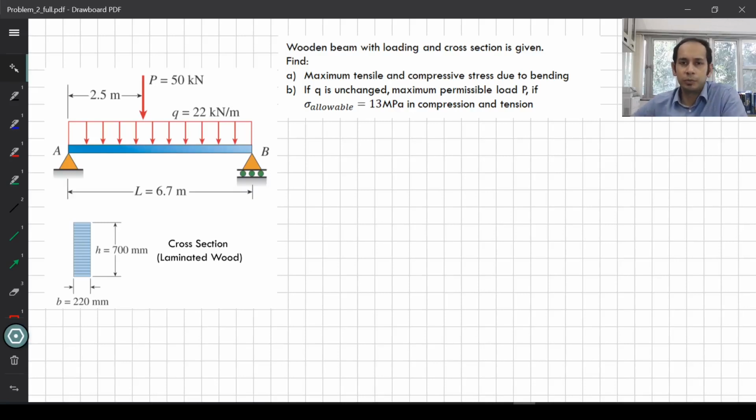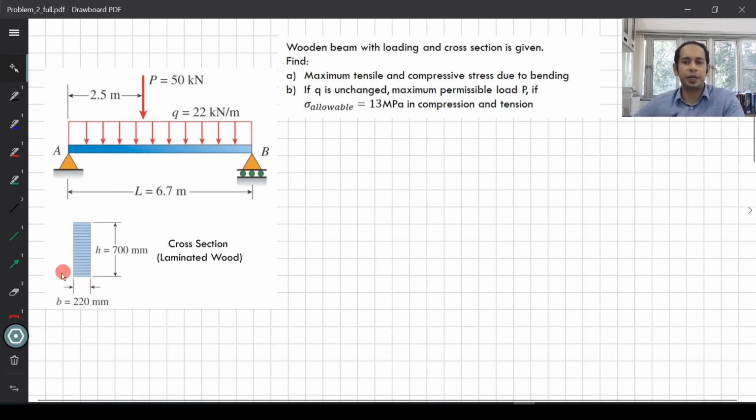The next problem which we are going to look at consists of a wooden beam which is simply supported, and the loading is a variety of loading, as you can see. So this is simply supported between the points A and B, and it has a uniformly distributed load of 22 kilonewton per meter, and P equals 50 kilonewton. And this figure over here shows the cross section of the beam.